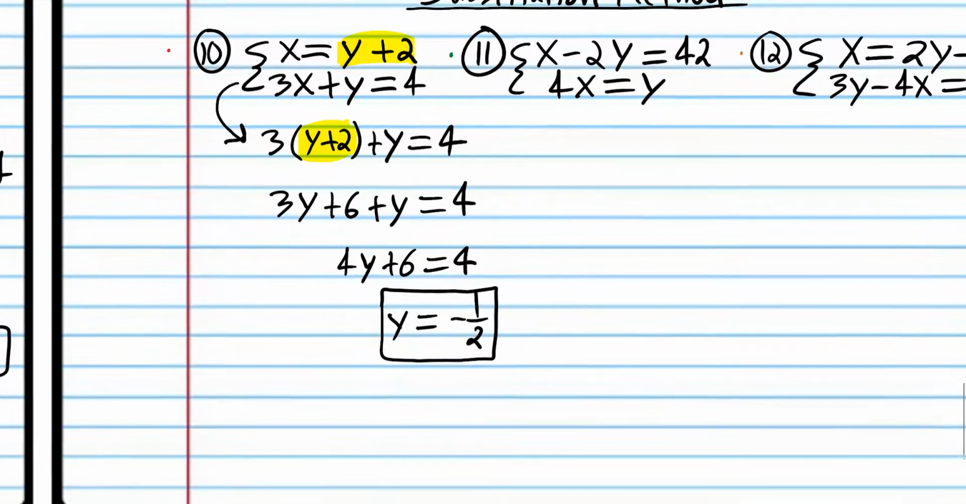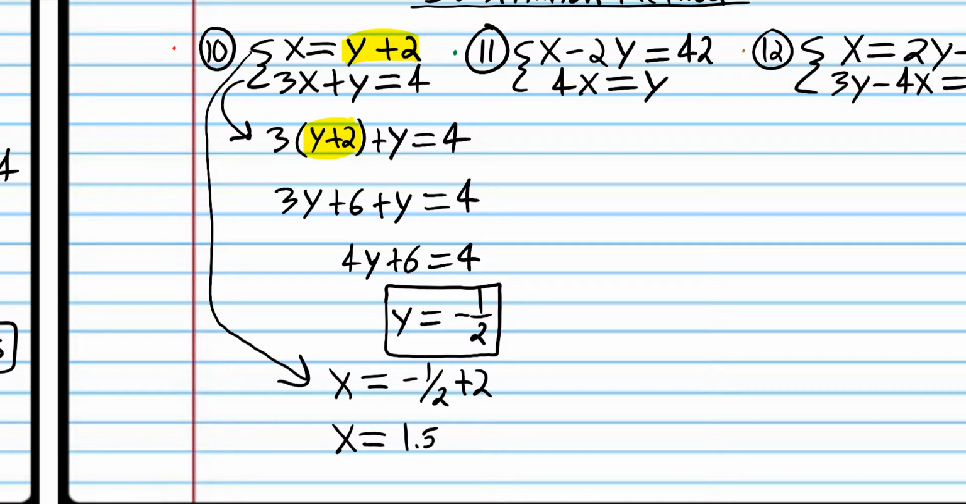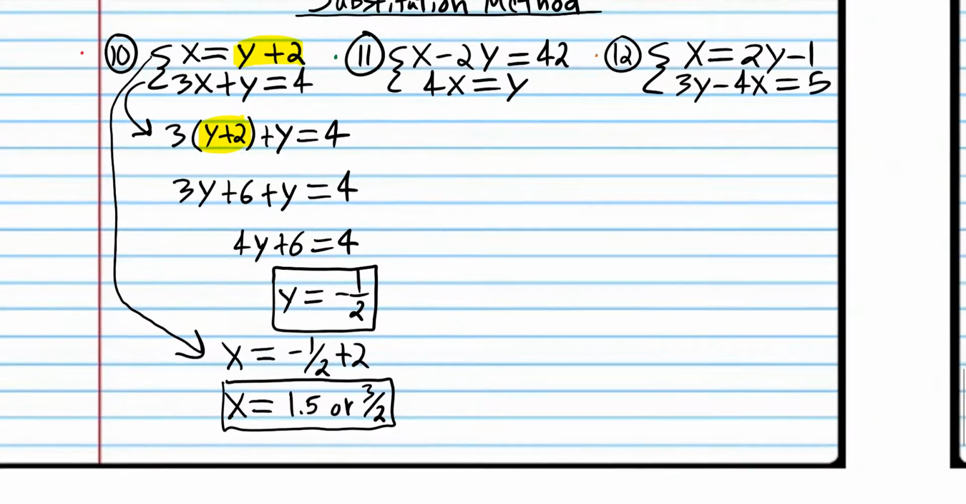So now we use the other equation, the first equation, and we can find x. So x is equal to y, which we just found is -1/2, plus 2. And therefore x is equal to 1.5 or 3/2, however you want to write that. And that is the next solution.